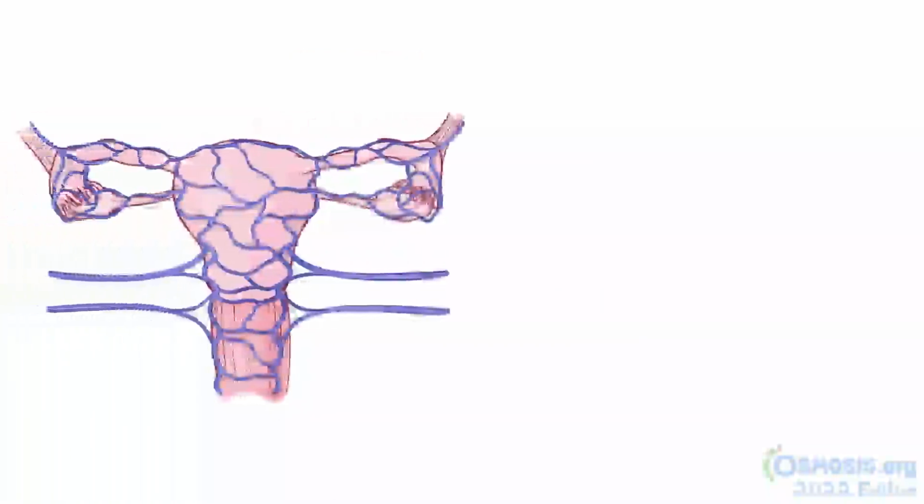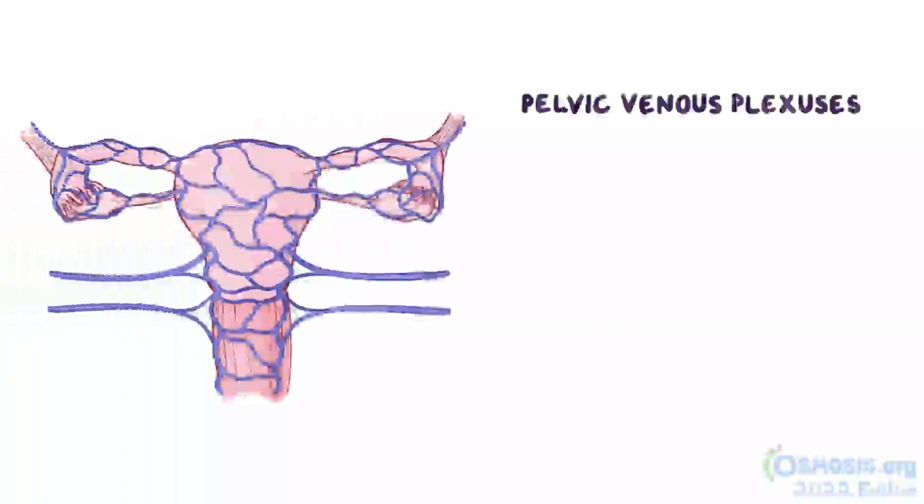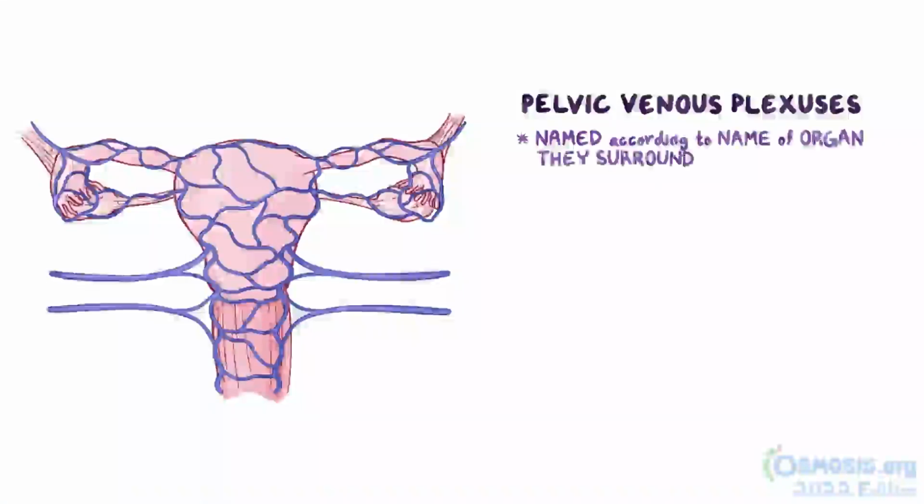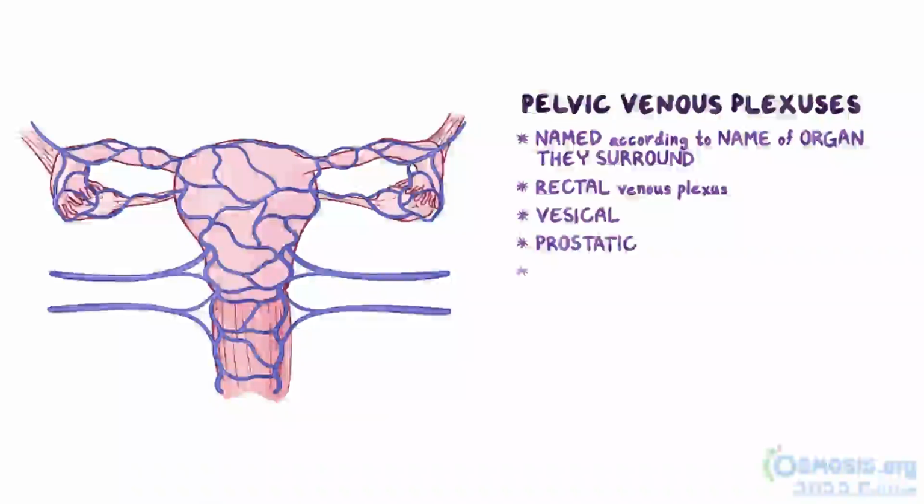In addition to the tributaries of the internal iliac vein, there are multiple pelvic veins which are organized into interjoining networks called pelvic venous plexuses. These plexuses are named according to the name of the organ they surround. For example, venous plexuses surrounding the rectum are called rectal venous plexuses. Other venous plexuses include vesical, prostatic, uterine, and vaginal venous plexuses.